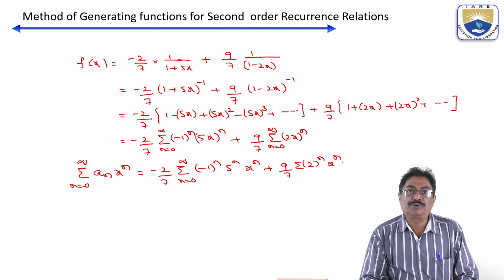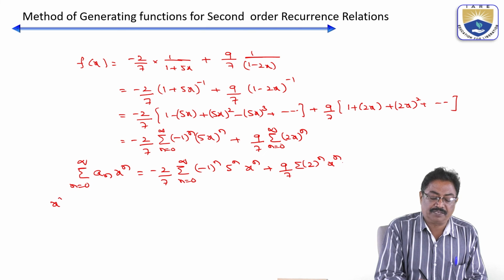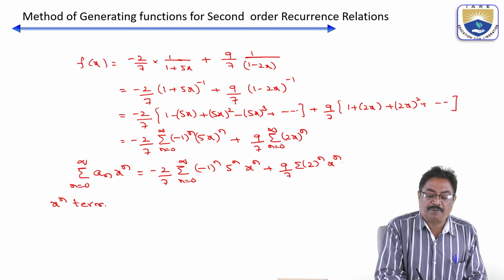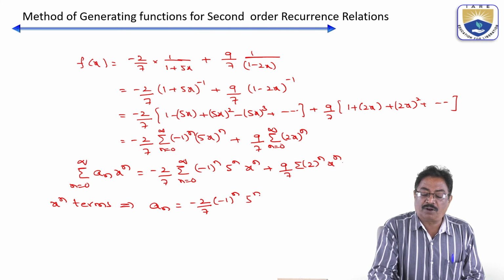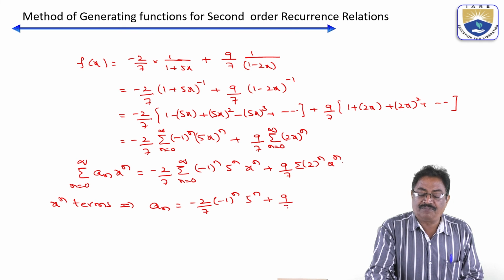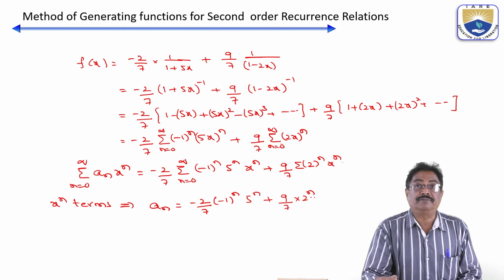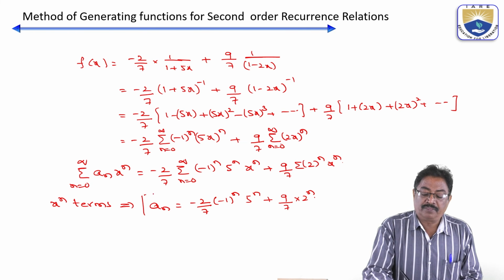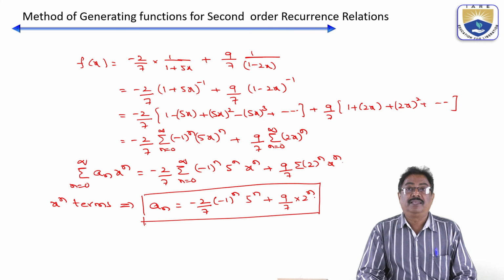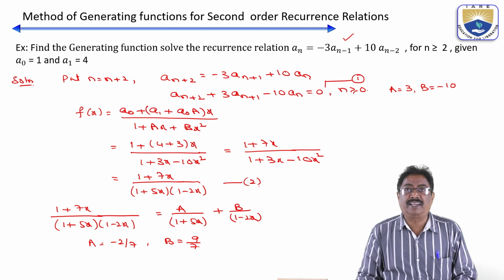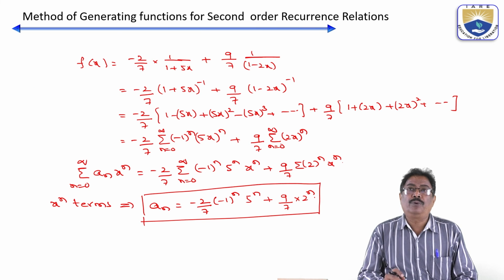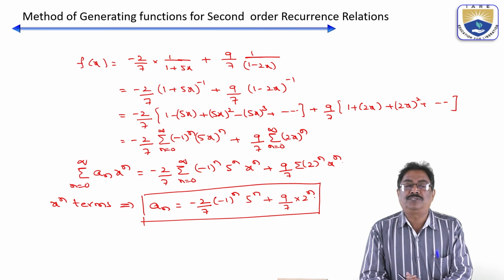Here we just compare the coefficients of x to the power of n terms on both sides. So a_n is equal to minus 2 by 7 into minus 1 to the power of n, 5 to the power of n, plus 9 by 7 into 2 to the power of n. So this is the solution for the given homogeneous recurrence relation. In this way, we can solve homogeneous recurrence relations.